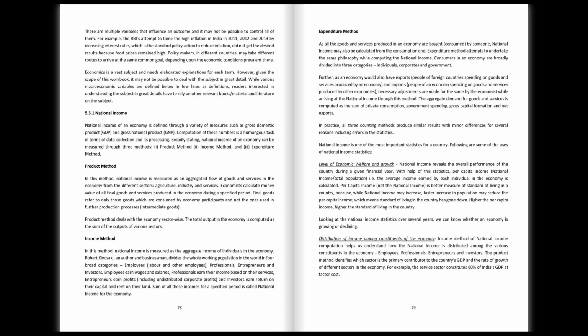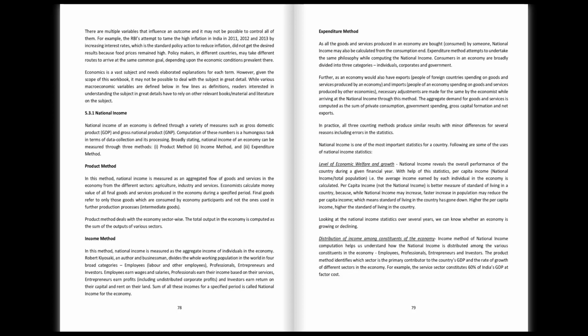Income method. In this method, national income is measured as the aggregate income of individuals in the economy. Robert Kiyosaki, an author and businessman, divides the whole working population in the world into four broad categories: employees, labor and other employees, professionals, entrepreneurs, and investors. Employees earn wages and salaries, professionals earn their income based on their services, entrepreneurs earn profits, including undistributed corporate profits, and investors earn return on their capital and rent on their land. The sum of all these incomes for a specified period is called national income for the economy.